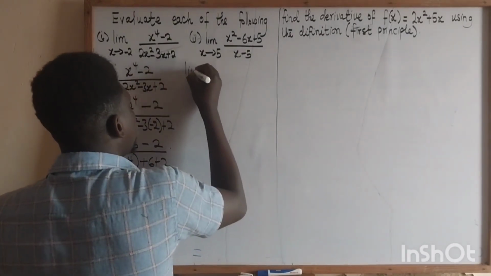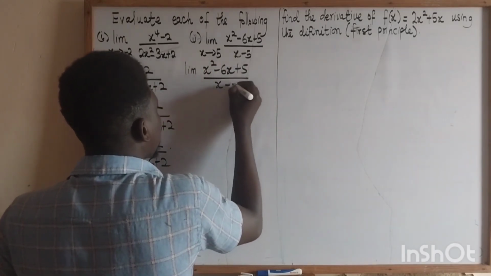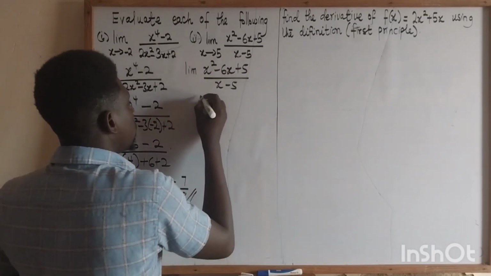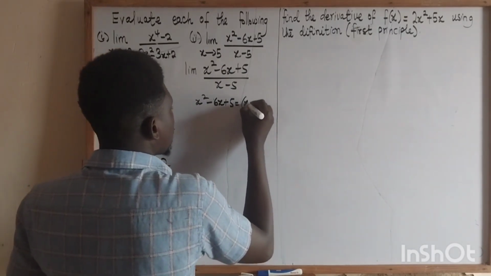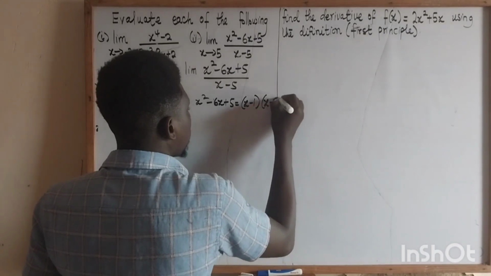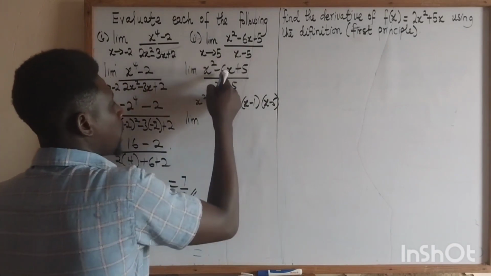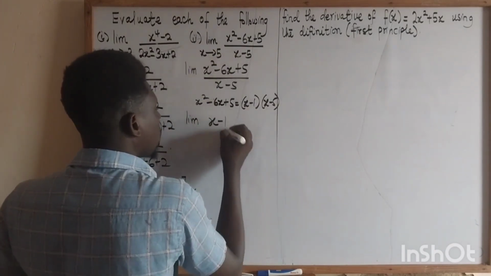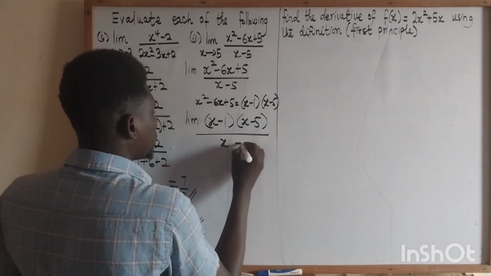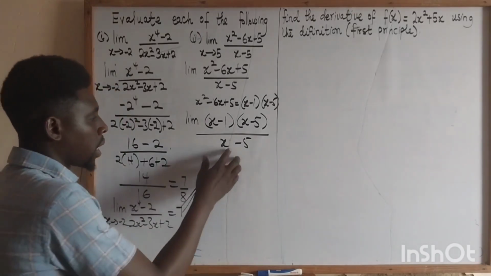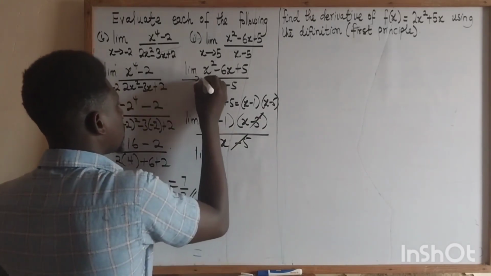So if I have the limit of s squared minus 6s plus 5 all over s minus 5, when we factor the above expression, which is s squared minus 6s plus 5, we'll be getting s minus 1 and s minus 5. All right? So the limit of s squared minus 6s plus 5, when factorized, gives s minus 1 times s minus 5, okay? All over s minus 5. All right? So here we can easily strike out s minus 5, which is going to give me the limit as s approaches 5.